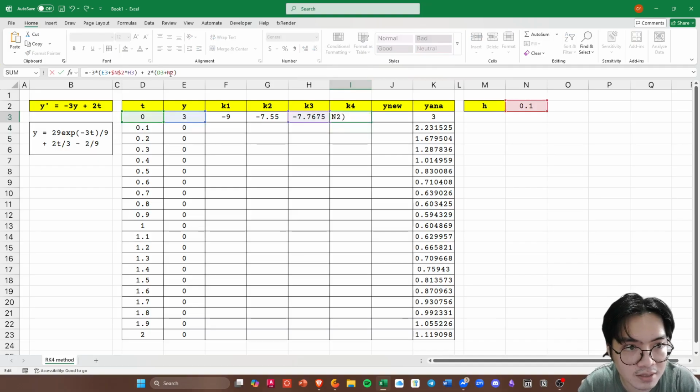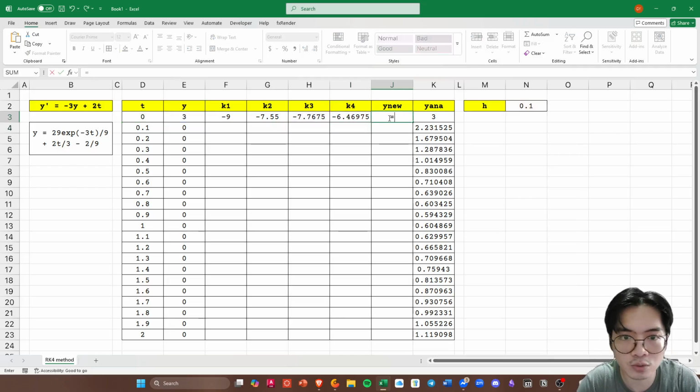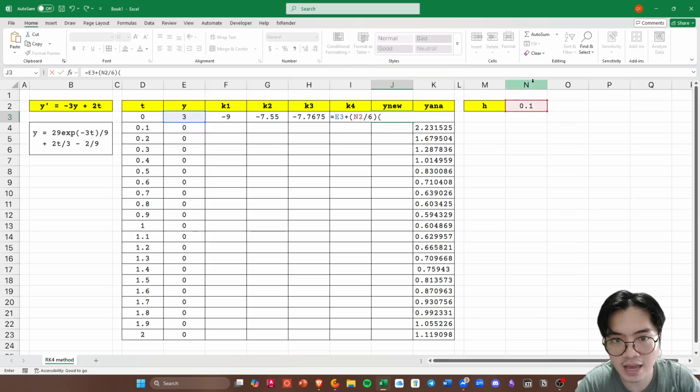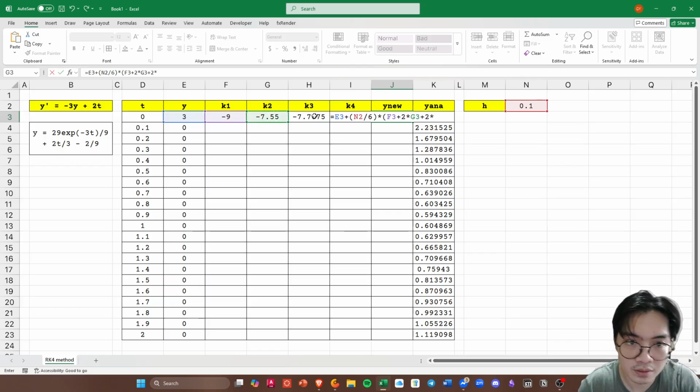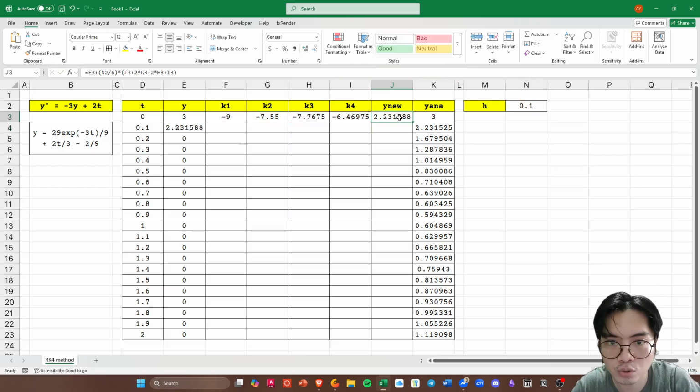Again, I will lock these values because H should no longer move. And then our Y new will just be this plus H over 6, H over 6 times K1 plus 2K2 plus 2K3 plus K4. So now that's our new value, 2.231588. You can see it looks about the same.